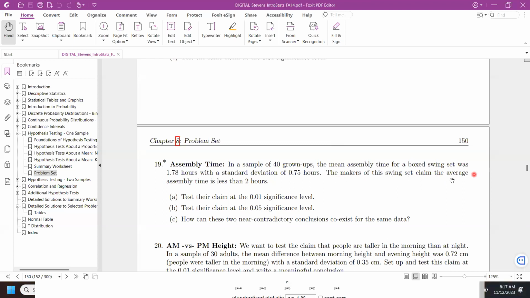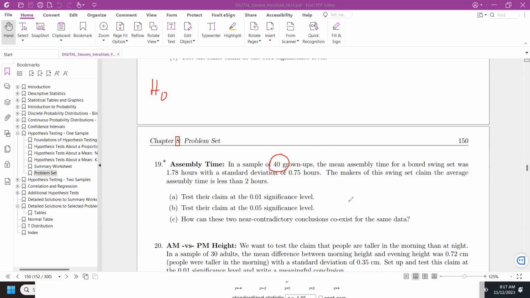The makers of the swing set claim that the average assembly time is less than 2 hours. All right, so here we go. I know this is about means. I have no idea about the shape of the parent population, but I do have a sample of 40, which is more than 30. So we're good to go with the central limit theorem using this technique because we have a sample bigger than 30.